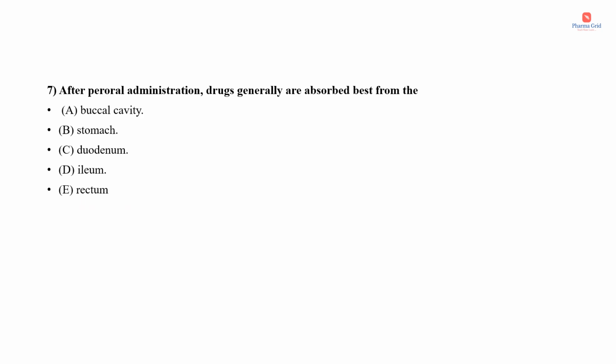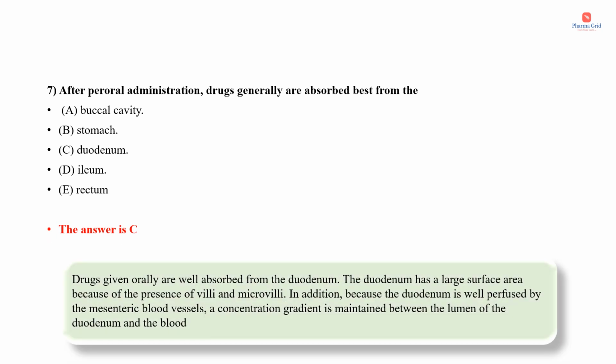After peroral administration, drugs generally are absorbed best from, the options are: buccal cavity, stomach, duodenum, ileum, rectum. Here the correct answer is option C, that is duodenum. Drugs given orally are well absorbed from the duodenum.